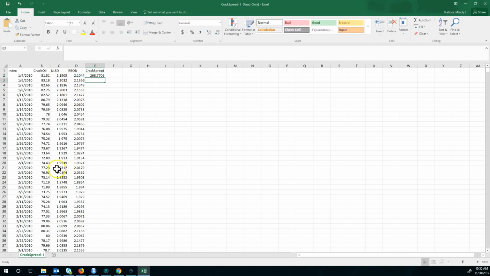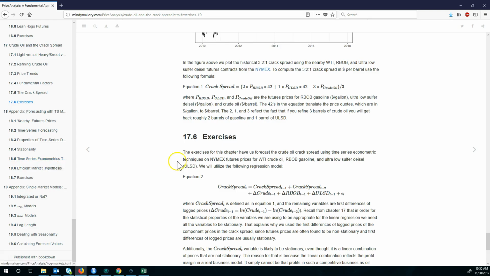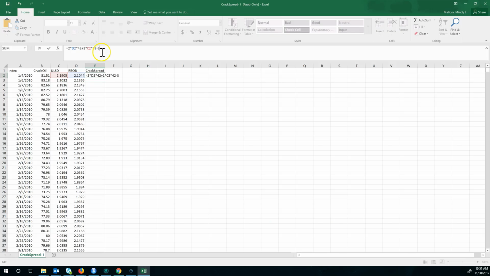Okay, so that's part of our spread. I'm going to toggle back to the book and remember the rest of it. So we did this part, the revenue part. Now we're going to subtract 3 times the crude oil price, because it's a 3, 2, 1 spread. So subtract 3 times the crude oil price, put parentheses around the whole thing, and then divide by 3.